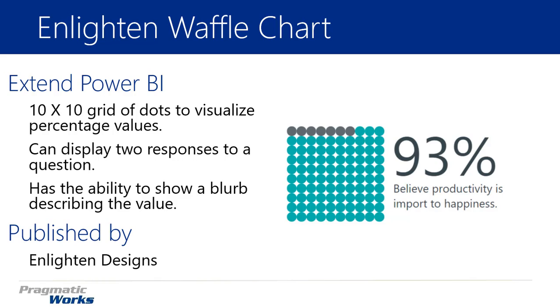Now, you should keep in mind that you can only have two responses that display inside the waffle chart. You can't actually have multiple colors outside of the two that are shown in the chart or the screenshot on the right-hand side. So you can have two different responses that are visualized within the chart, not more than two.